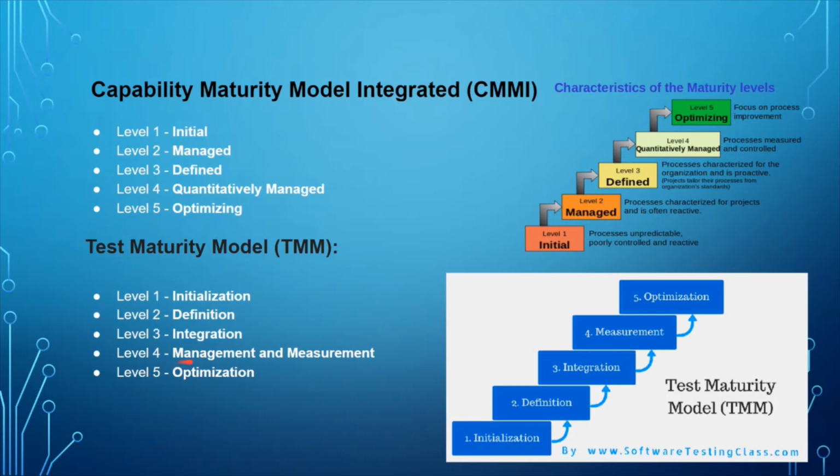Then level 4, management and measurement. Review of requirements and designs takes place at this level and criteria have been set for each level of testing. The next one is level 5, that is optimization. Many preventive techniques are used for testing processes and tool support with automation is used to improve the testing standards and processes.